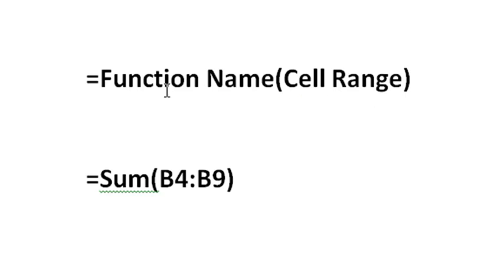A function is normally written like this. It's a formula, so it starts with an equal sign. Then we include the function name, followed by the open curved brackets or parenthesis. Then we place the cell range that we want to work on, and finally we close the brackets. And that's the basic structure for most functions.